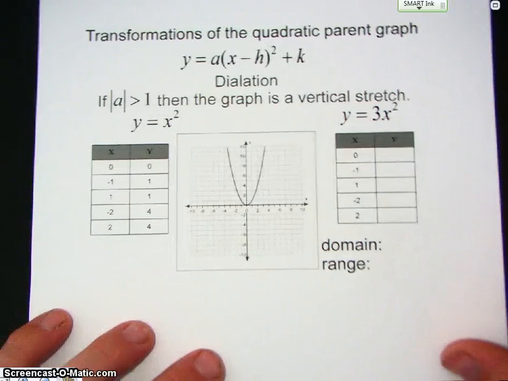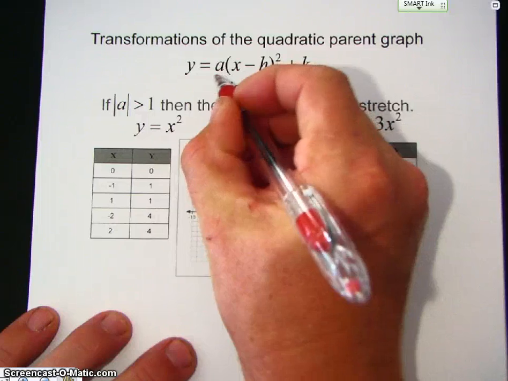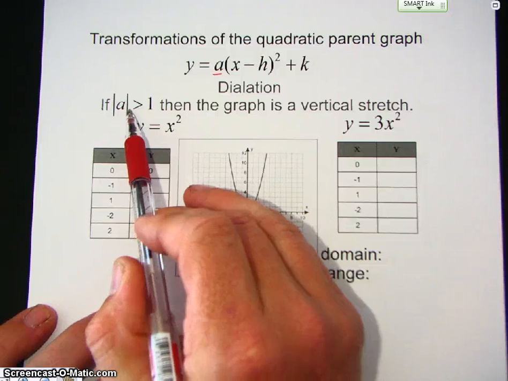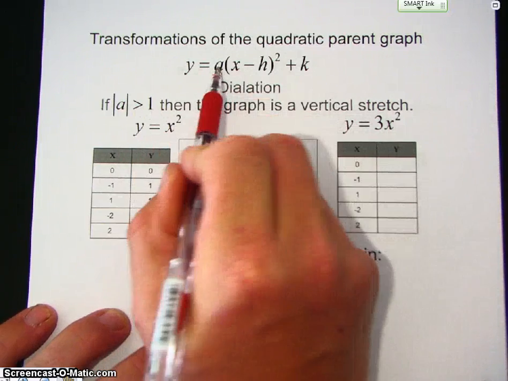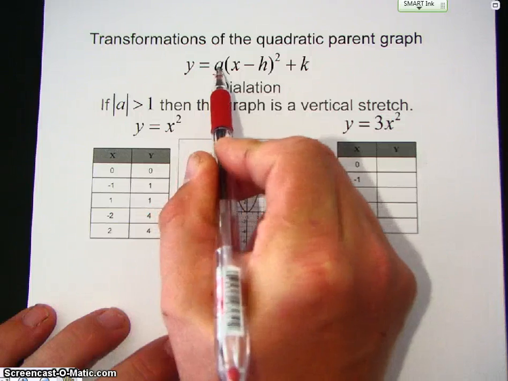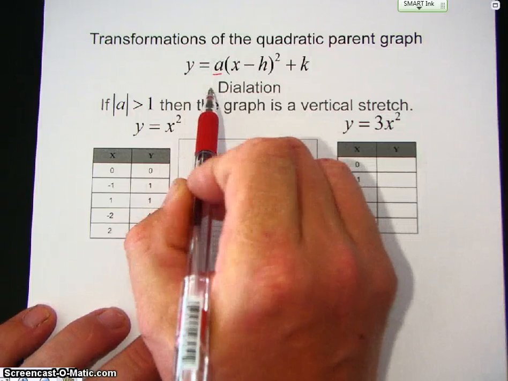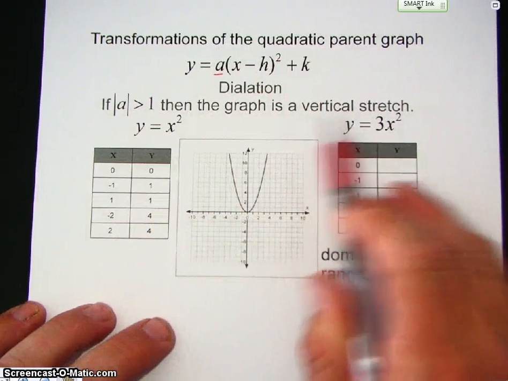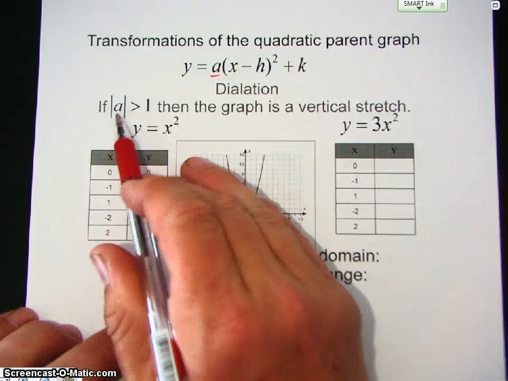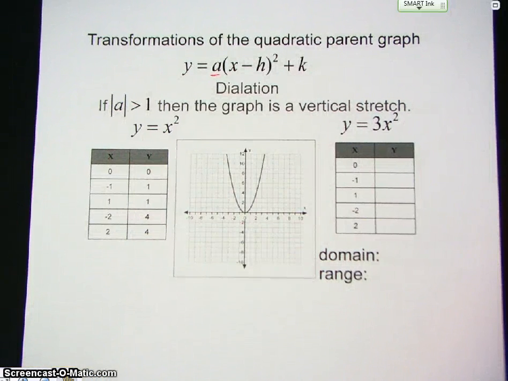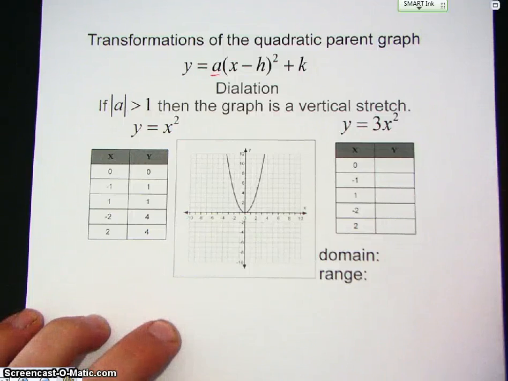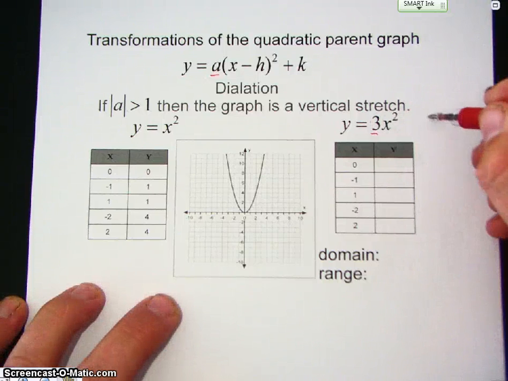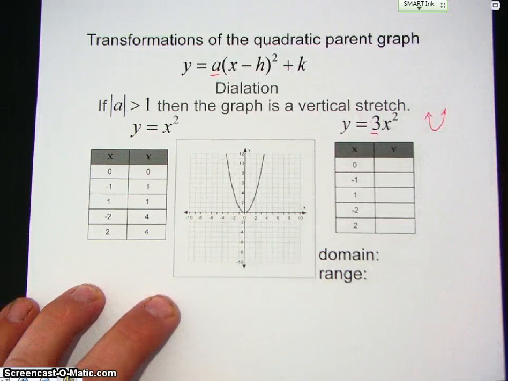Let's look at another aspect of what a does. They say if the absolute value of a is greater than 1, in other words, you're looking at the actual number, we don't care about the negative or positive anymore, because we know what happens with the negative, then we have a vertical stretch. So if a is greater than 1, like 1.5, 2, 3, whatever. Here, they made a 3. Now, you also notice it's positive, so I know it's still going to open up.